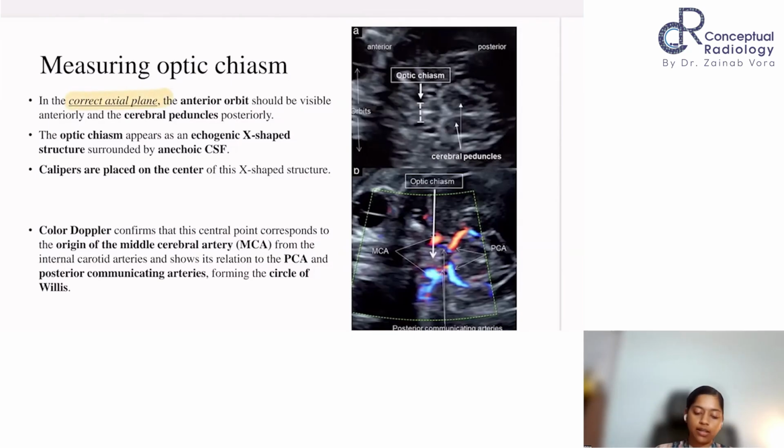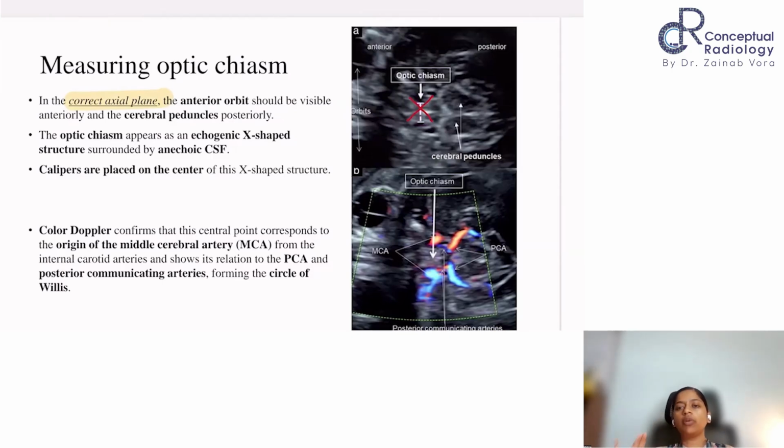How to acquire that axial plane is, your axial plane should show both the anterior parts of the orbits. So you see the eyeballs in the anterior aspect, and in the posterior aspect, you should see the cerebral peduncle. So you know your axial level is at the level of basal cistern. Optic chiasm is basically an X-shaped echogenic structure, and on either side you have CSF. Now you are going to place your caliper and measure it sideways.